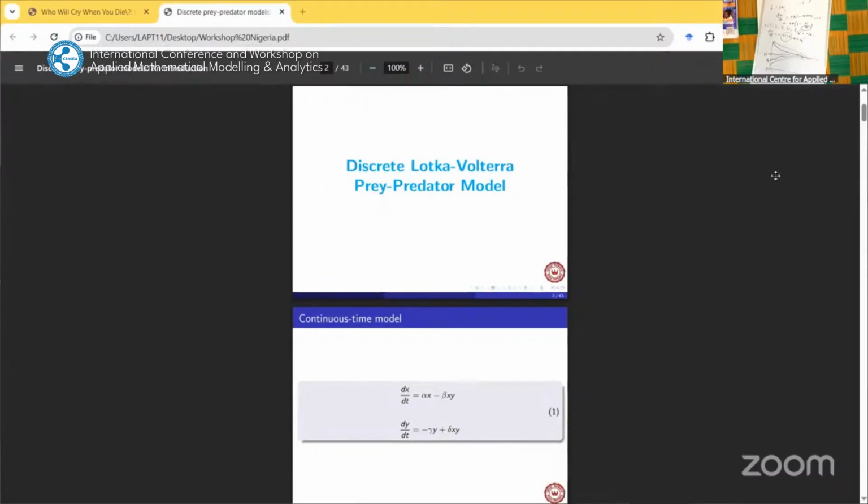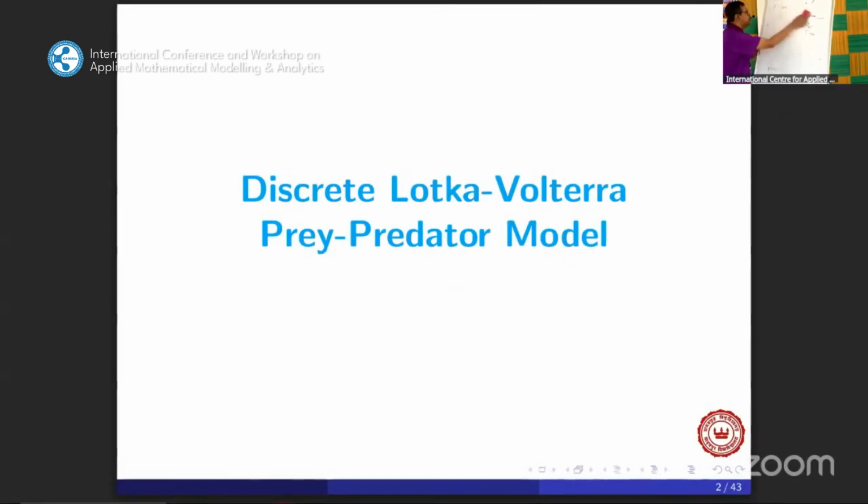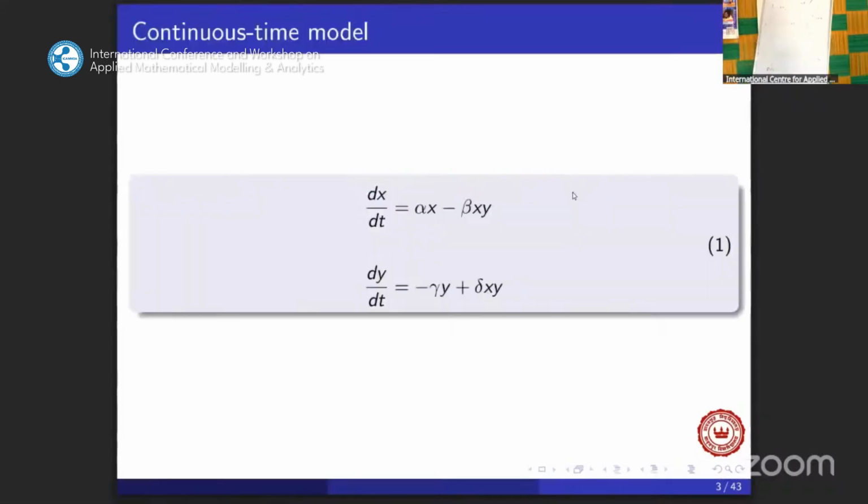See, now from here, mathematical biological modeling started from this point of view. The father of this model system, you know, the model is Lotka-Volterra, that is written here. Lotka-Volterra model.